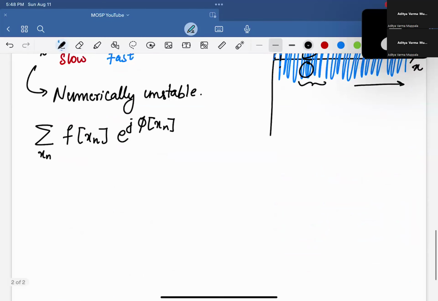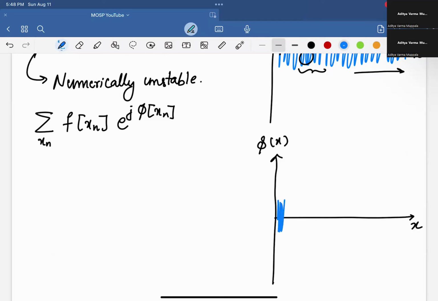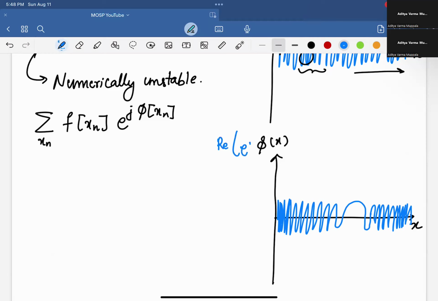Okay, so what's the intuition? Right, so let's say my phi of x is varying very fast, and then at some point it starts to slow down, and again speeds up. So this slowing down happens when, actually this is not phi of x, sorry, this is the real part of e to the j phi of x.